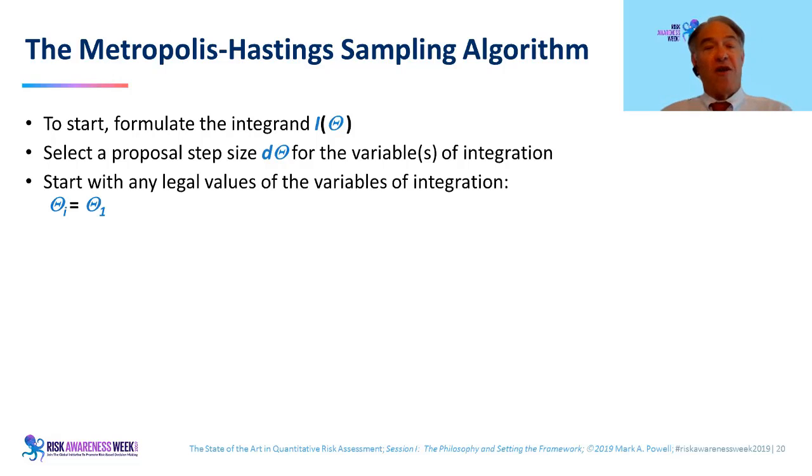Also, you start at some legal value in the range of the integral. You just set it, because you're starting off a Markov chain. That's what we're doing. If you don't know what a Markov chain is, I probably should have explained this last slide. The simplest Markov chain is called the random walk. And the example we use for the random walk is a drunkard's walk.